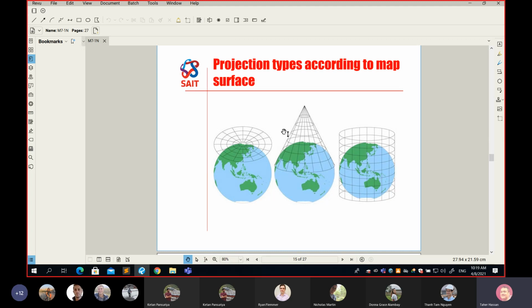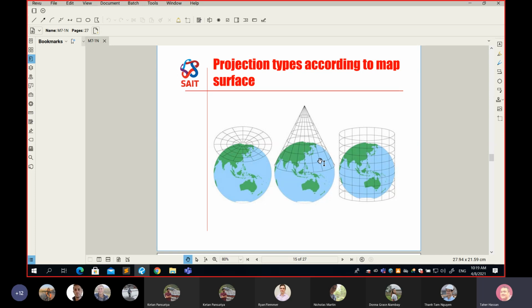The simplest example is on the left side here, where our map is flat, touching the earth at one point. The other option is that we know we can always fold and unfold a cone into a flat sheet, and also unfold a cylinder into a flat sheet. So one of the other options is conical, where you make a cone and this cone is tangent to the ellipsoid at a parallel of latitude. Then you do the projection as we've done before, and then finally you unfold the cone.